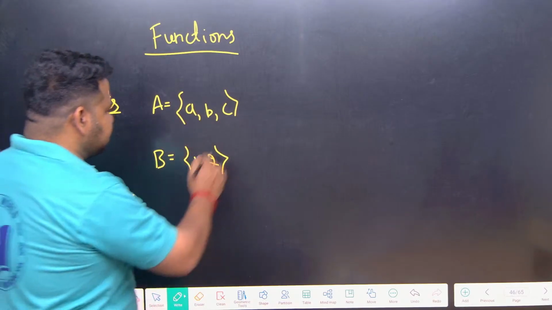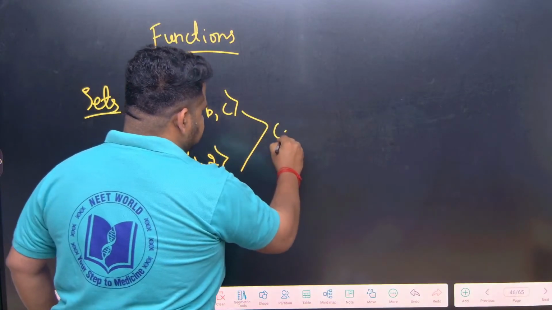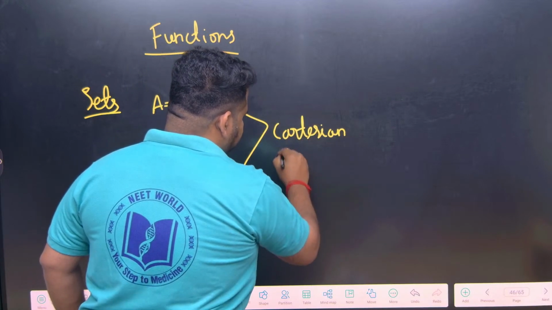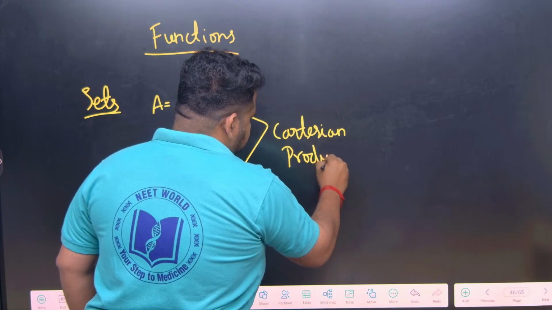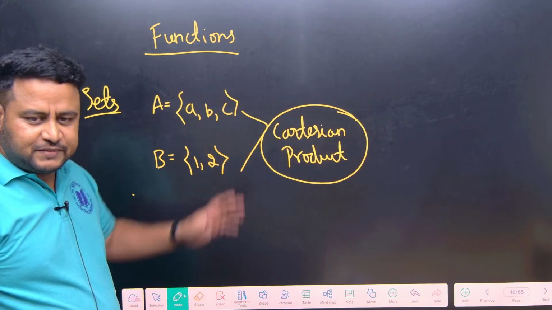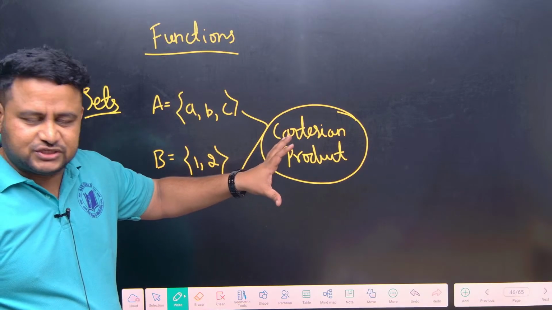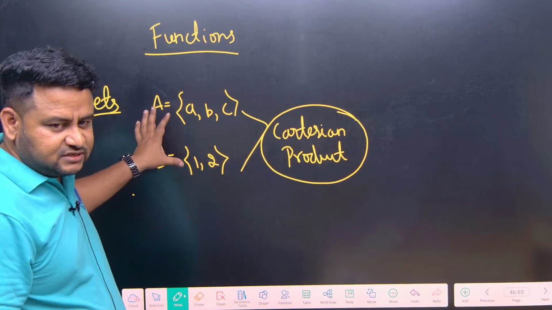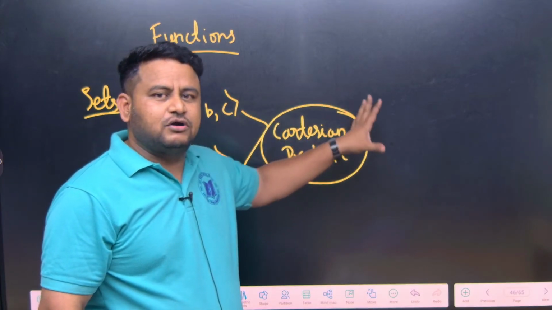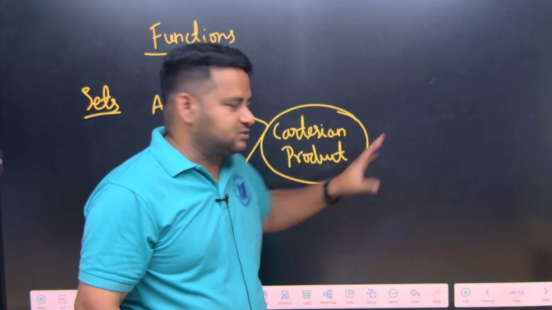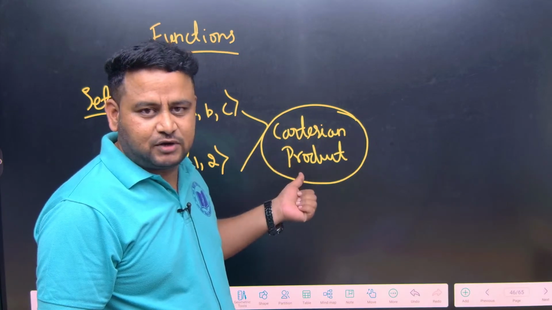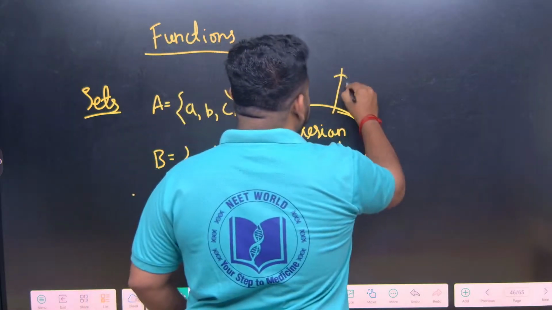So let me tell you what this Cartesian product is. The Cartesian product of these sets gives us ordered pairs. From there arises the concept of functions. So first you should know sets. From the Cartesian product of sets we get something called a relation, and from relation arise functions. Now, what is this Cartesian product? It is nothing but A cross B.